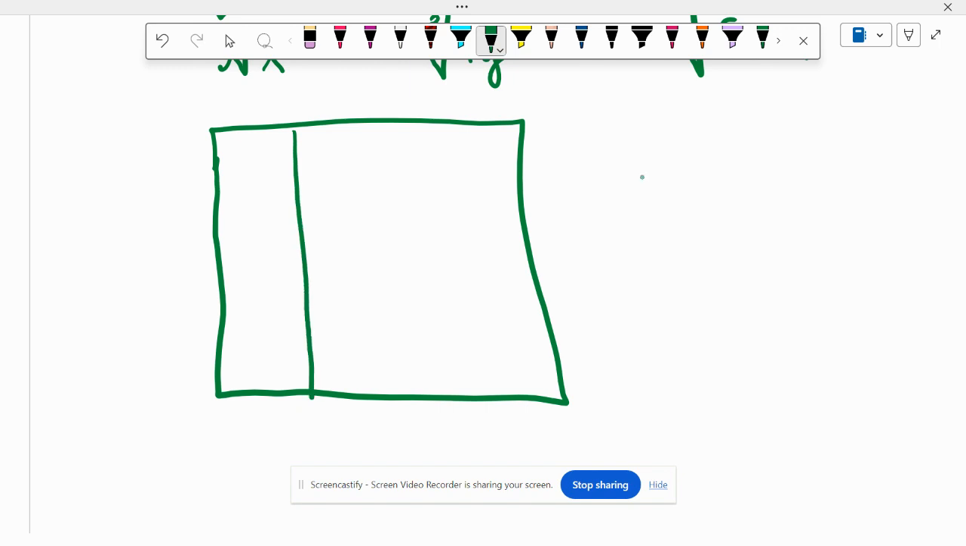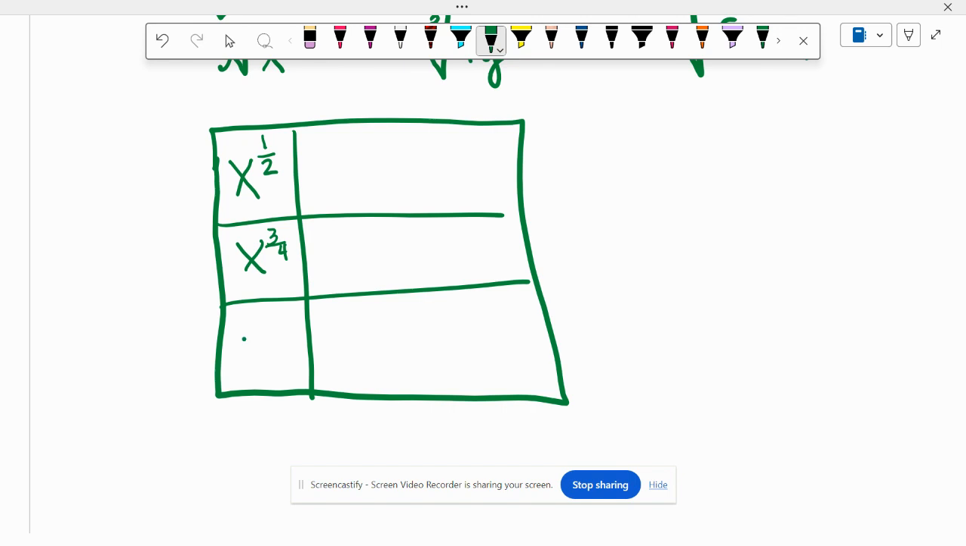So your table is x to the 1/2. Then I have x to the 3/4. And lastly, I have x to the 2/3. So when I look at this first one, the 2 is my index or my root. This just means I'm taking the square root of x to the 1st power, which is just the square root of x. Does that make sense?